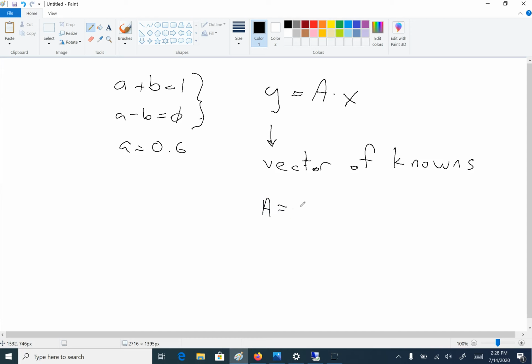A is equal to the partial derivative, well, not the partial, but the Jacobian with respect to the unknowns, and x is our vector of the unknowns.